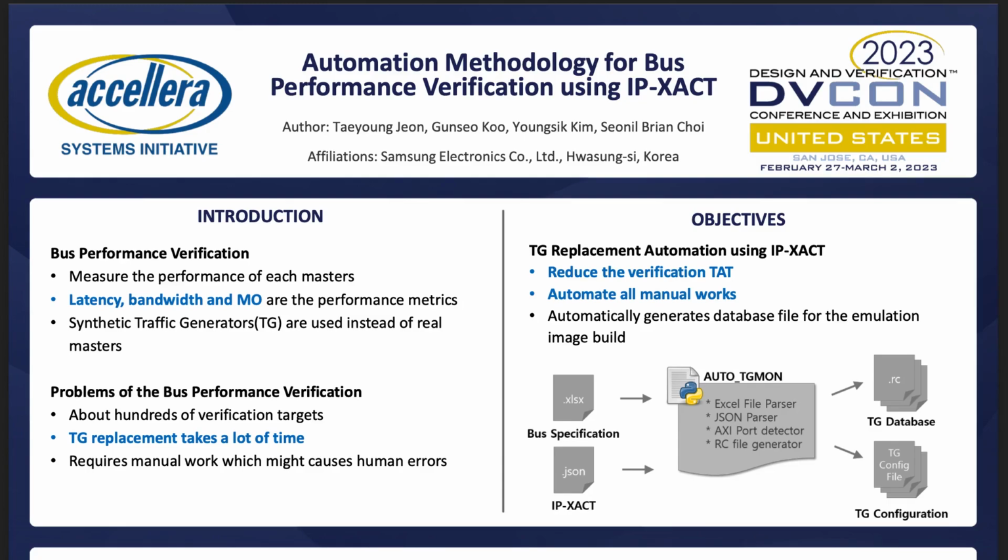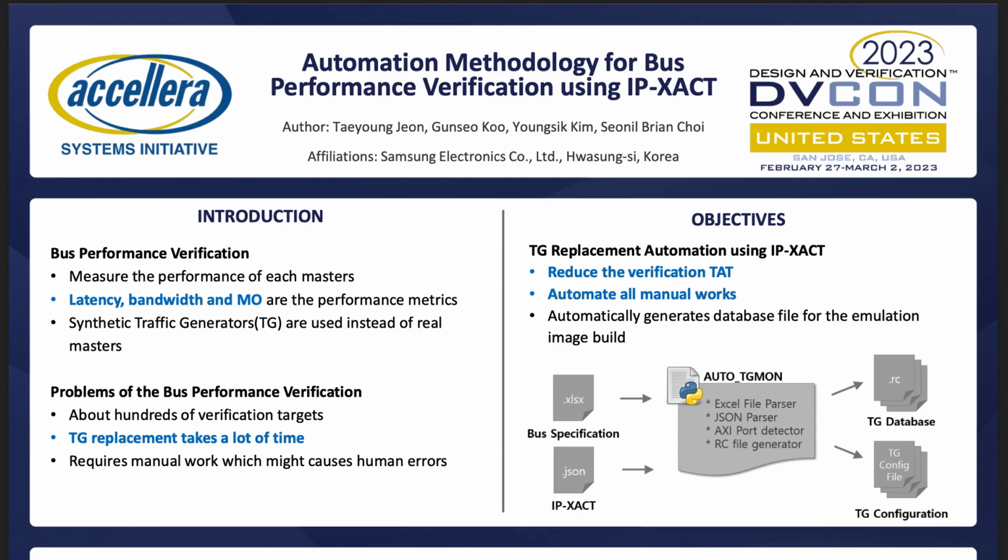The methodology requires two inputs. One is the bus specification document, which determines the traffic information, for example, the burst information, AXI ID or user bits, minimum bandwidth, and guaranteed maximum latency. The other is the DUT information, which is provided by the IP-XACT.